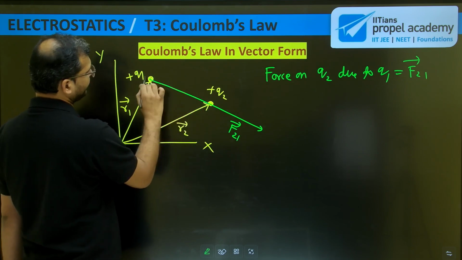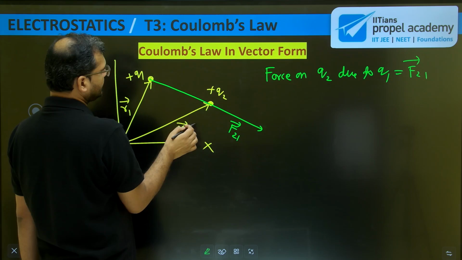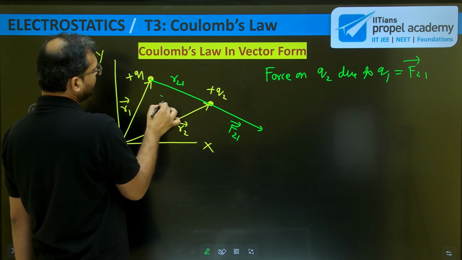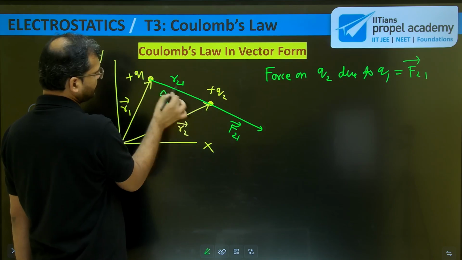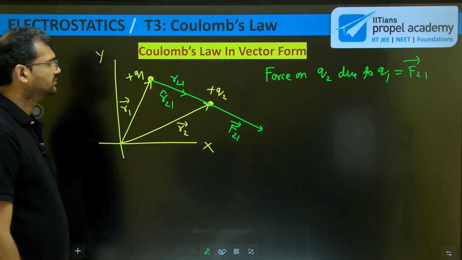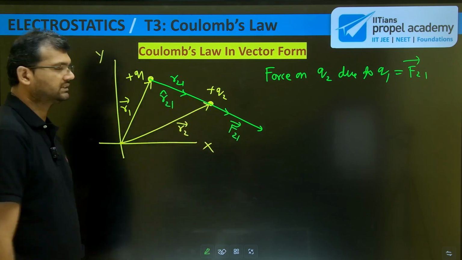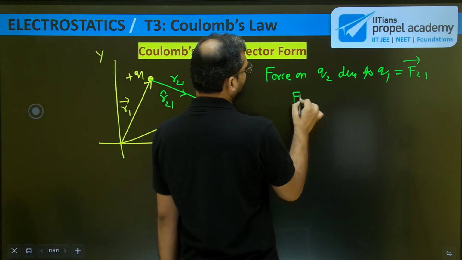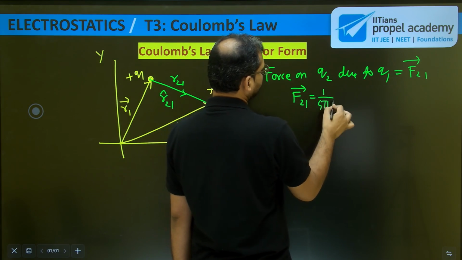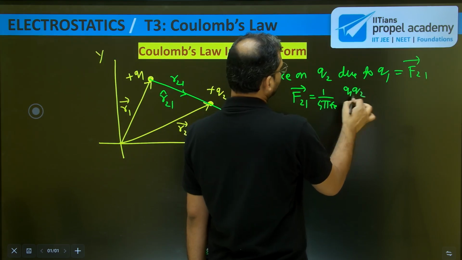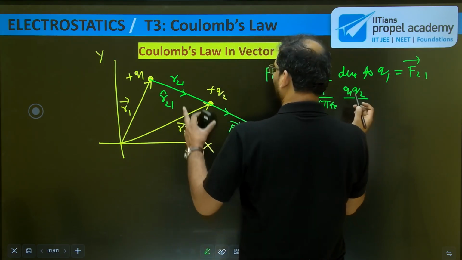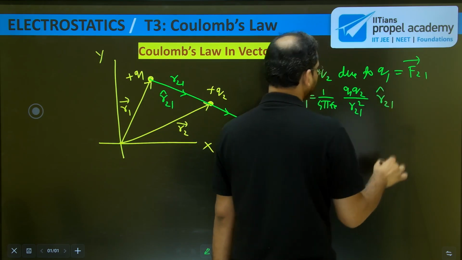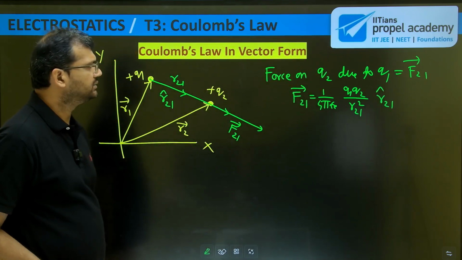So let's take the distance between them as R21, either way, it's the same, and the unit vector R21 cap. What is the direction of the unit vector? This way, because this way you can take the direction of R21 cap. So you can write F21 bar as 1 by 4 pi epsilon naught Q1 Q2 by the distance squared. What is the distance squared? R21 squared, and the cap, the unit vector. You have to write the unit vector.